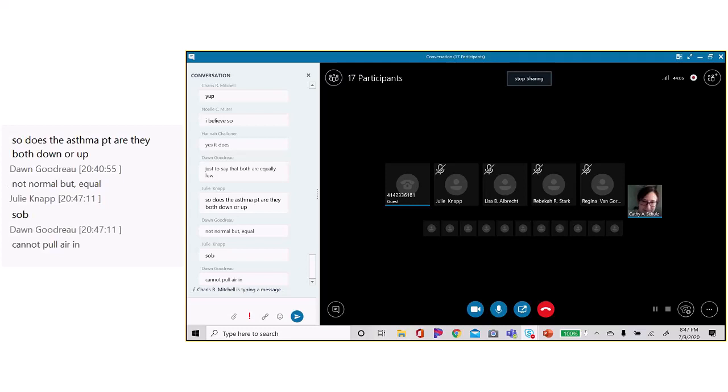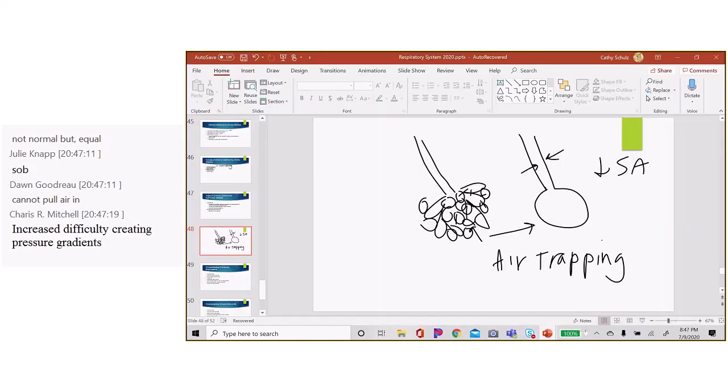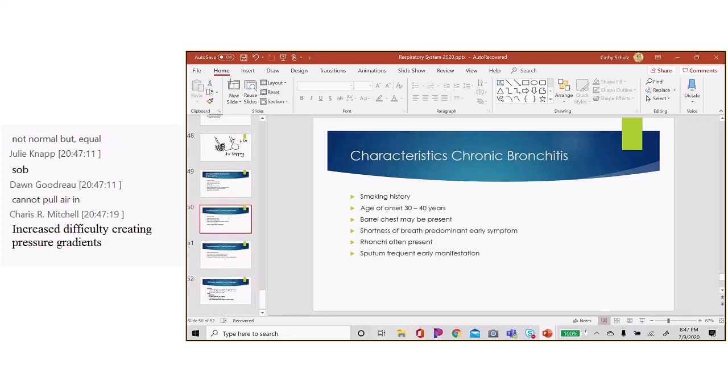Right, shortness of breath, because we can't pull the air in. So that means we're going to have to use our accessory muscles of respiration in order to create the pressure gradient, because we're going to have to make that container as big as possible because of the pressure issue. So that's some characteristics of emphysema and bronchitis. Just want to get through so we can talk about the GI system.